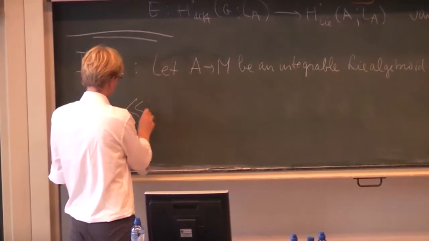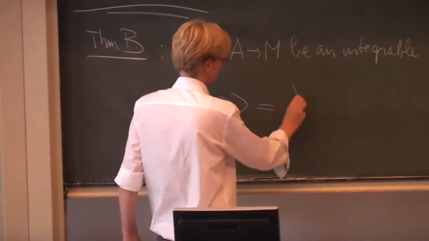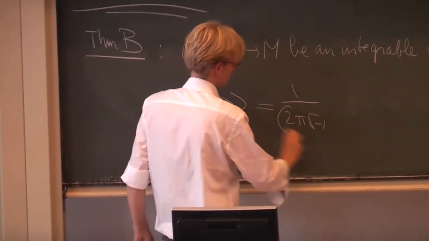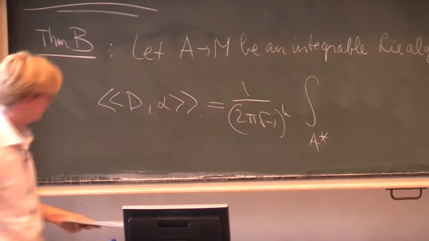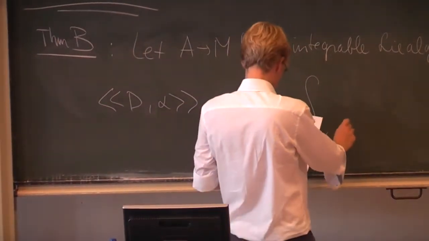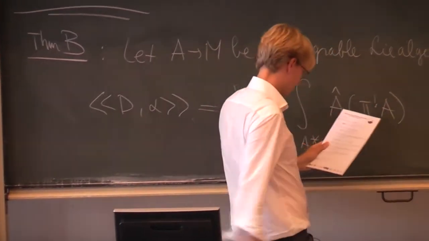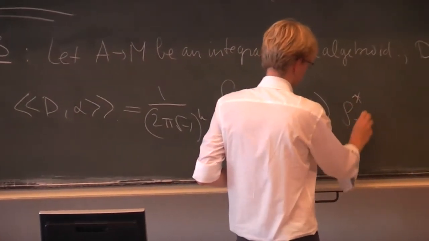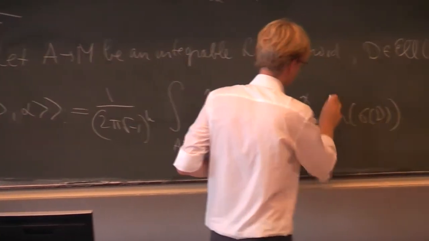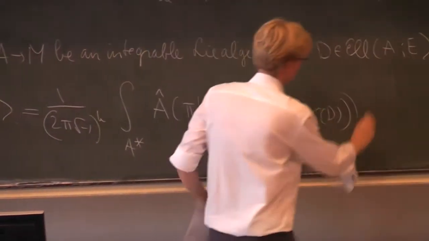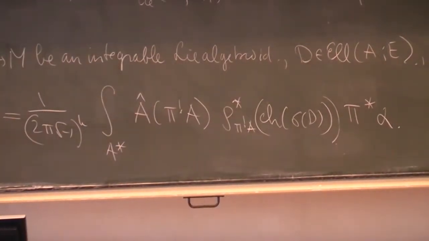So then the pairing between D and alpha is given as follows. It's 1 over 2 pi square root of minus 1 to the power k, integral over the dual of the Lie algebroid. So that's the Poisson space we're interested in. And I have again terms that look quite familiar, but perhaps not quite: Chern of sigma of D, and again I have to pair with my groupoid cocycle.